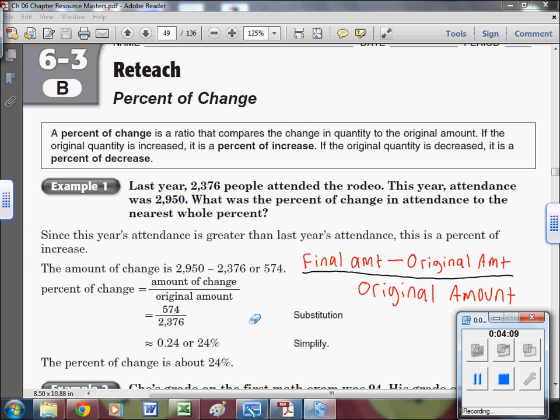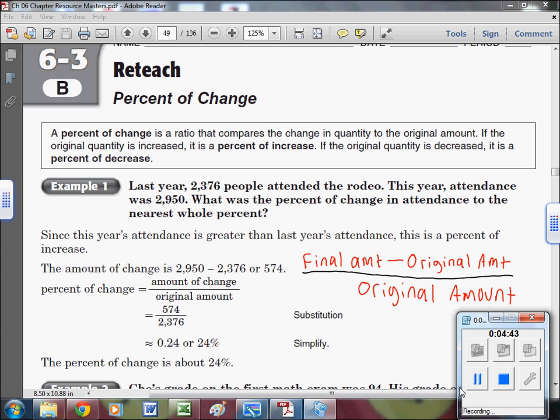It's always based off of where it came from. Otherwise, the change doesn't make a difference, because if you describe change by where you ended up, that doesn't give you any perspective if you don't know where you came from. So it has to be based off of where you come from. In this example, if you do 574 divided by 2,376 with a calculator, of course, we're not expecting you to do this by hand, you would get approximately, remember, the squiggle equal sign means kind of equal to, approximately 0.24, and that equals 24%. And so that's how we know we had a percent of increase of 24%.